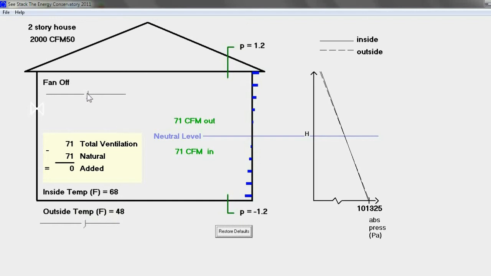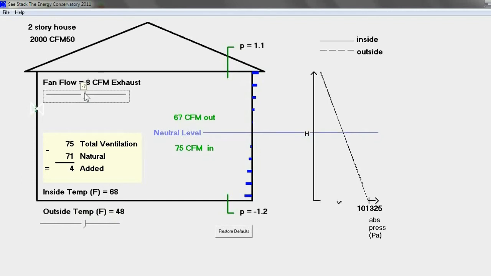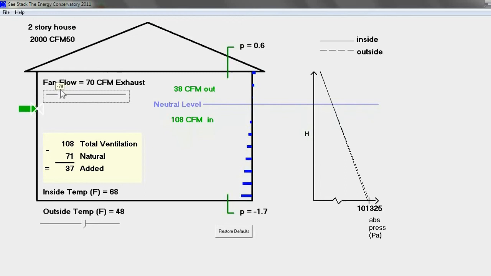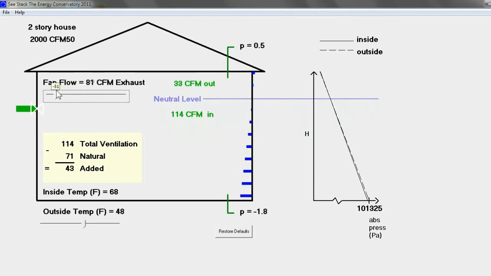So now as we turn exhaust fans on, we'll notice that our neutral pressure plane actually goes up, and let's go up to about an 80 CFM fan. One thing you'll notice is that when we've got an 80 CFM exhaust fan running, the amount of added ventilation rate is only about half of that, and the other half is air that was naturally coming into the house already, and now that air is going out through the exhaust fan.